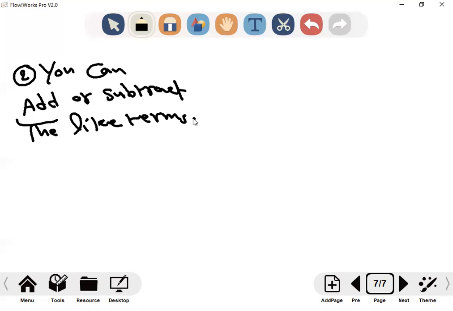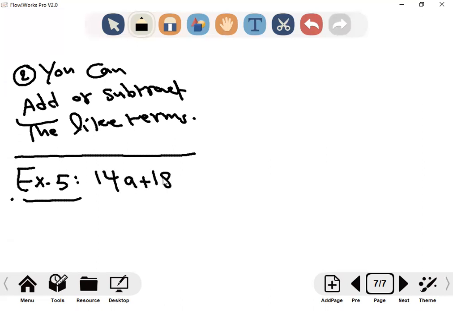But let's take an example. Simplify each expression. Part A. Example 5. Focus, please. Simplify 14a plus 18a. To add or subtract the like terms, we add or subtract something we call the coefficients. What is the coefficient? It's the number which is multiplied by the variable.